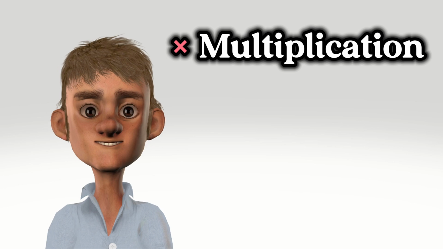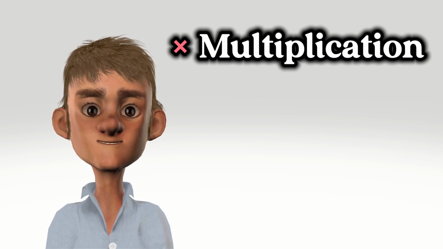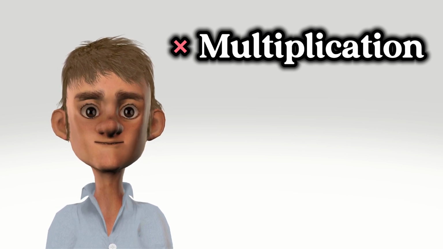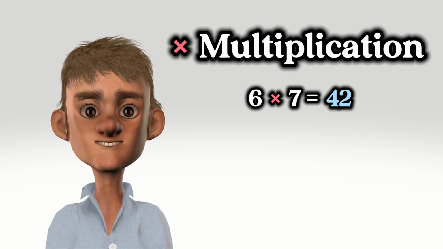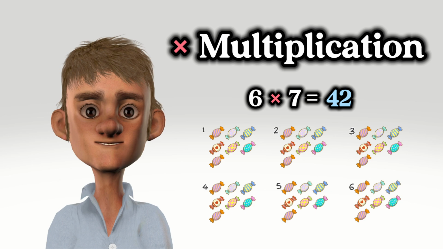Moving on to multiplication. It's like addition on repeat. Instead of adding the same number multiple times, you can multiply. For example, 6 times 7 equals 42. It's like having 6 groups of 7 candies each. That's a lot of candies.